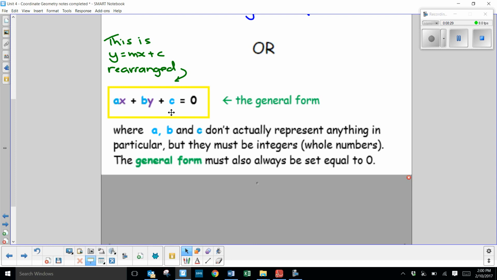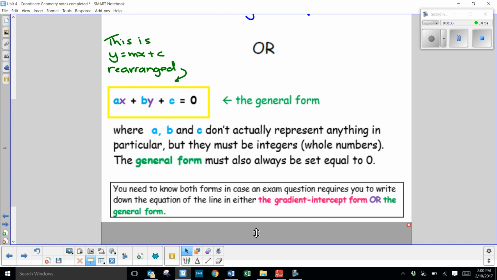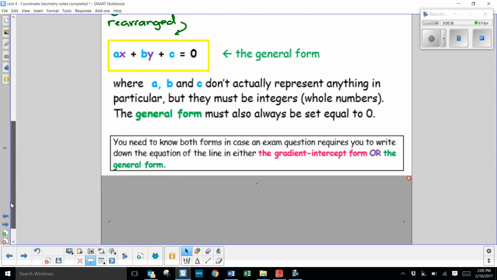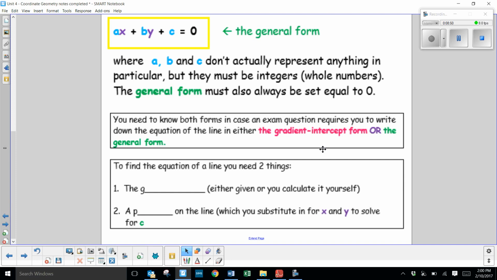Okay, you need to know both forms of these in case the exam questions require you to write down the equation of the line in either gradient intercept form or general form. So in exams they can actually ask you what is the equation of the line in the general form, or what is the equation of the line in the gradient intercept form. So you need to be prepared to be able to do both. So to find the equation of the line, you need two things. You need to be able to find it in gradient intercept form first, I would suggest. And then if they require the general form, I would say find this form first and then rearrange it into the general form is what I would suggest for now. So to find the equation of the line in gradient intercept form, you need two things.